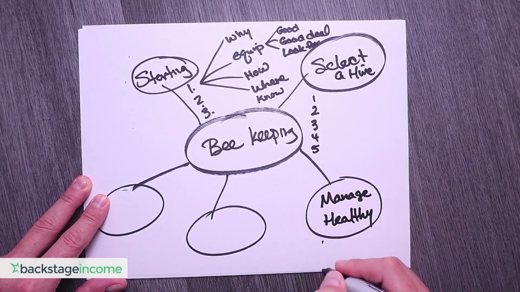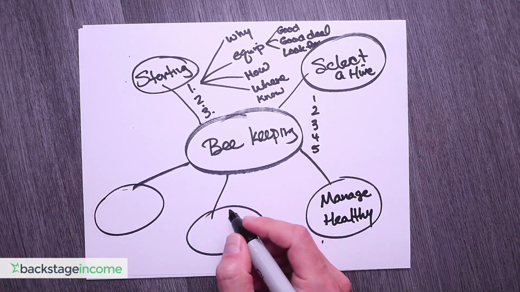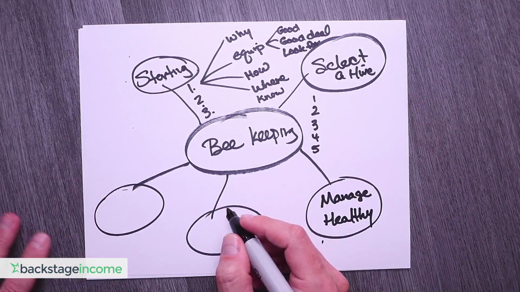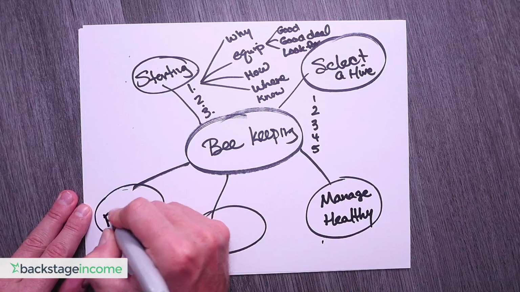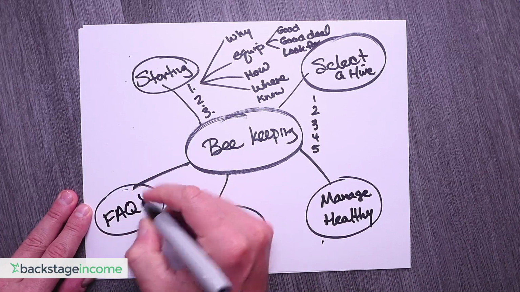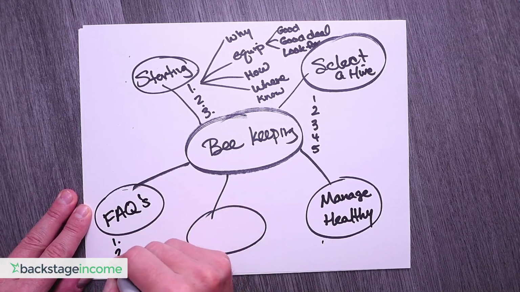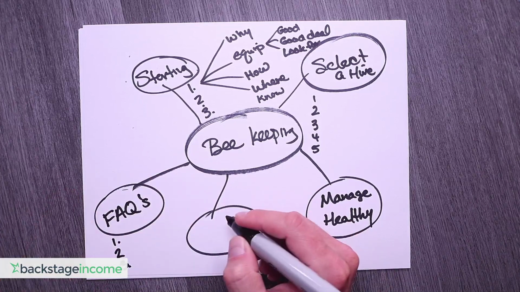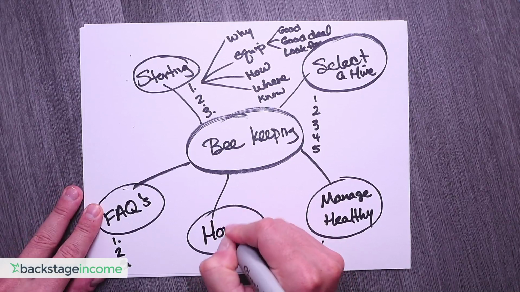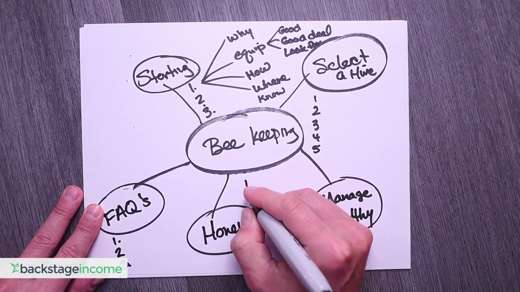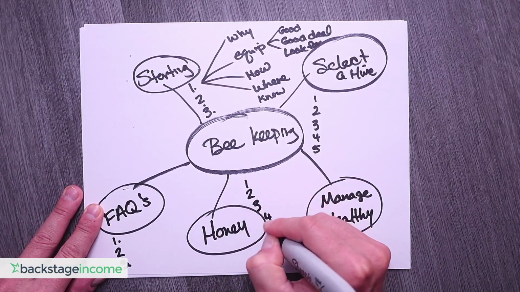And again, you start 1, 2, 3, 4, 5, and you break those things down. So you continue this process of going through FAQs, so common problems, 2, 3, and then you might look at, let's see, what else do we have? Getting the honey, right? So how do you harvest? So again, it's 1, 2, 3, 4, 5.